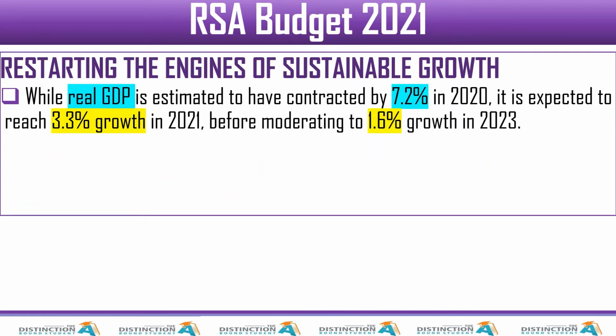Right. While real GDP, well, what is real GDP? Real GDP is what I explained in one of my videos. You can check it out. Real GDP is what we call GDP at constant prices. So the opposite of real GDP is nominal GDP.